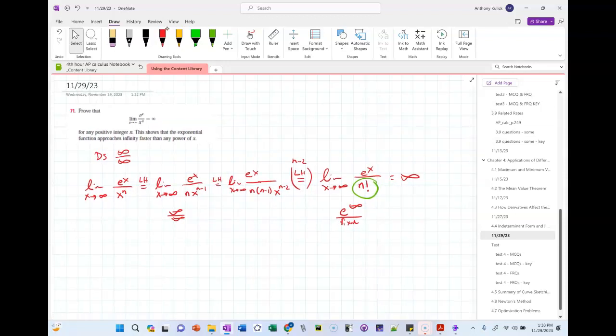This is an extreme example of showing you that you can use L'Hopital's rule a lot of times. Does that feel okay? Yeah. Now I was a little hand wavy there at the end, but I think it was okay, right? Yeah.